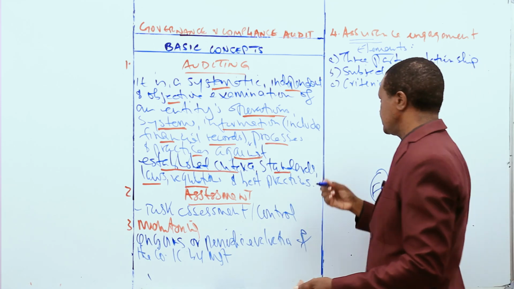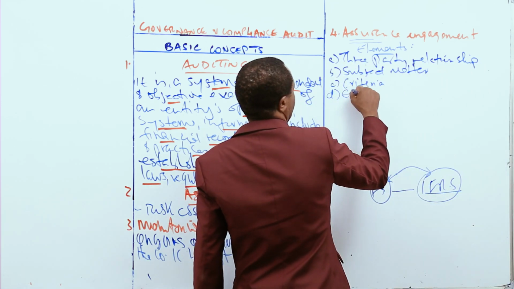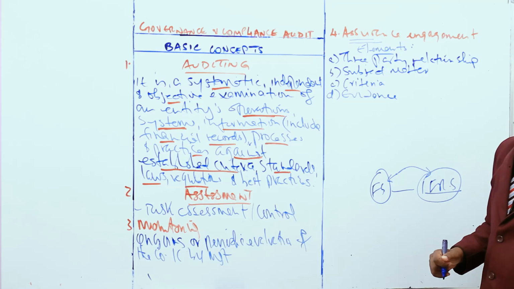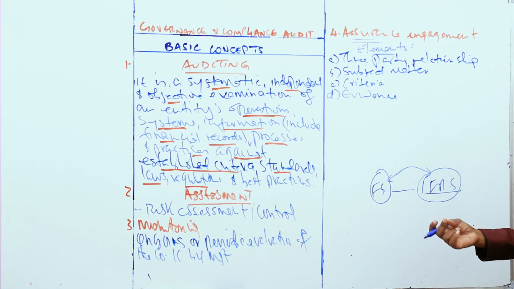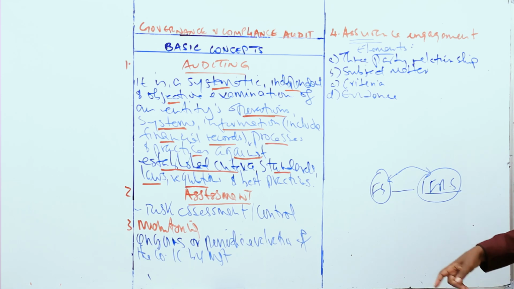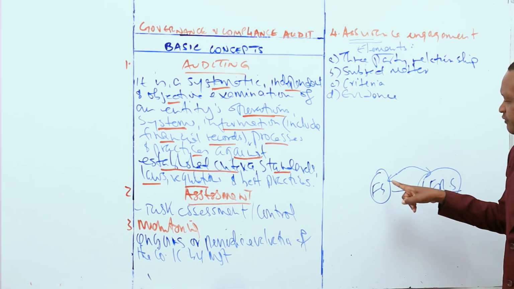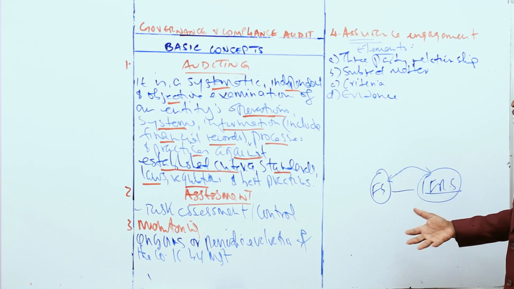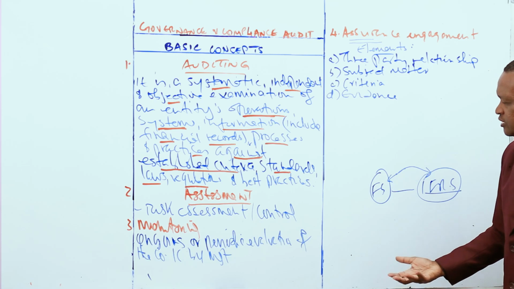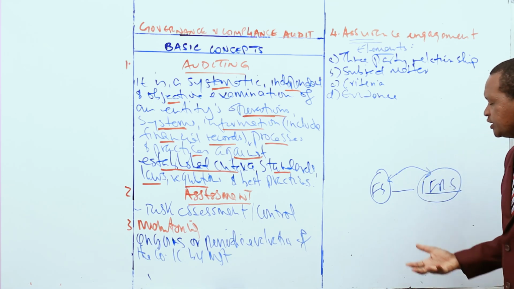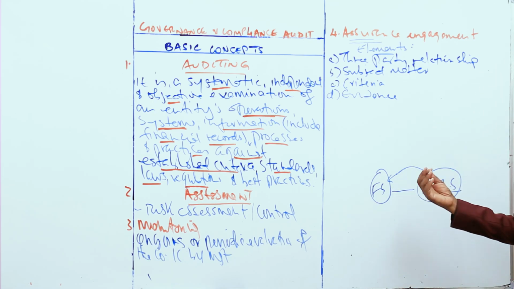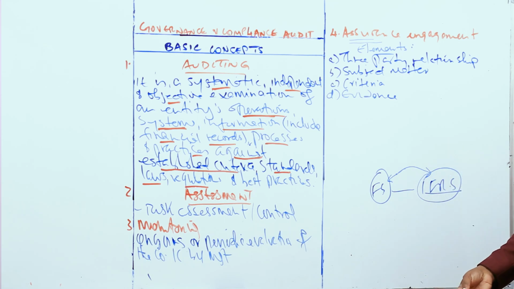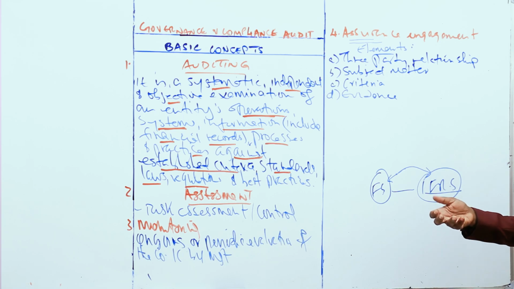Then there is evidence. Evidence is information gathered by the practitioner to support the conclusion. In the process of examining the financial statements or the internal controls or the governance framework, the auditor gathers evidence which he then uses to express an opinion as to whether the company has complied or not. It is the information gathered by the practitioner to support the conclusion.